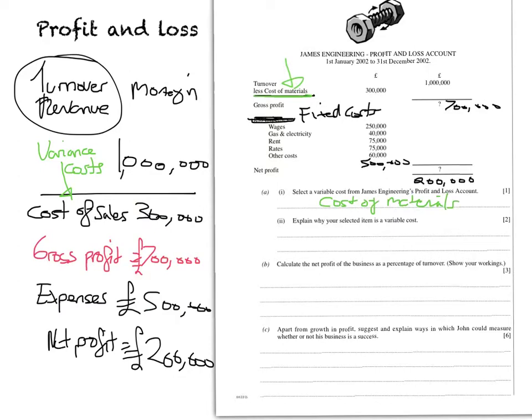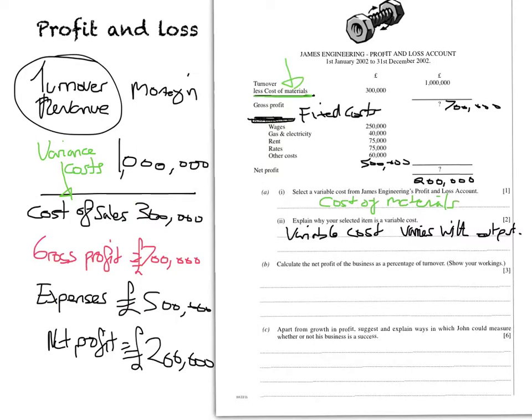Right, explain why your selected item is a variable cost. Now you just got to explain what's going on here. So you'd say a variable cost is a cost that changes or varies with output. Now just for saying that you'd probably get the 2 marks, but I'm going to keep on going. Variable cost is a cost that varies with output.